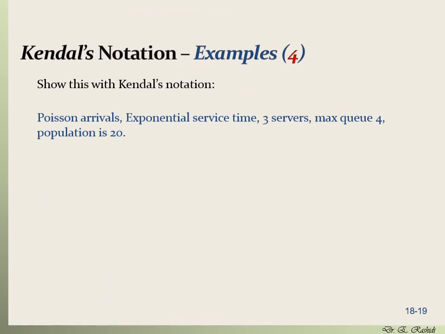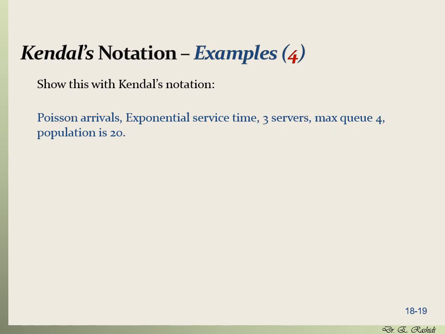Next example, we have Poisson arrivals, exponential service time. We have 3 servers. The maximum queue length is 4 people, and the population is 20. So how would you show this queue with Kendall's notation? Please pause, come up with the notation, and then come back to see how it is done.